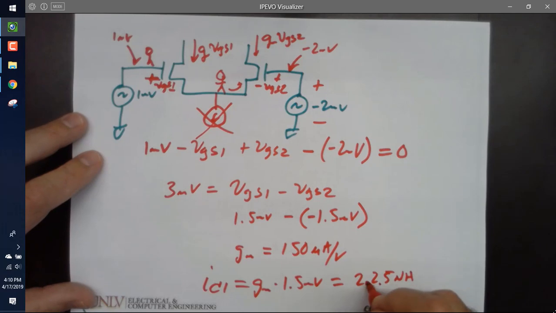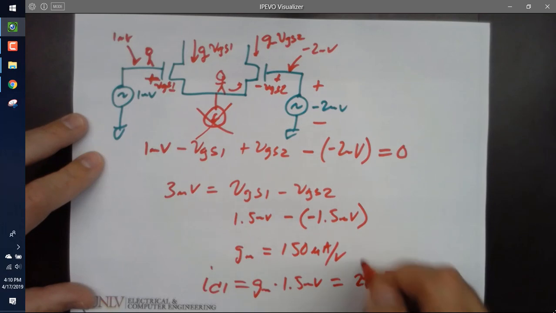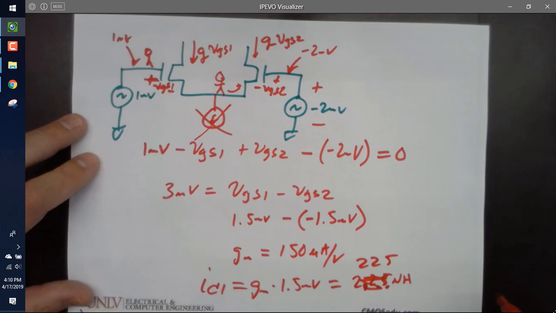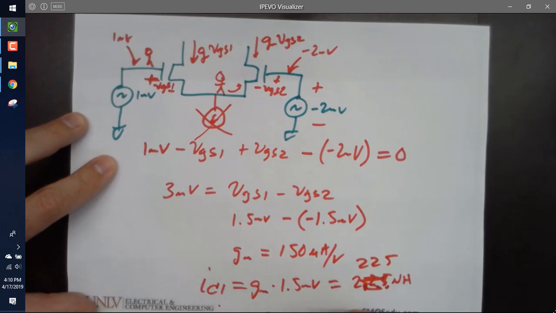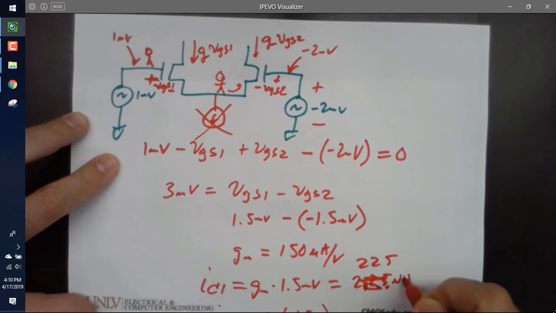225, yeah. 220. 225. You know, I should not listen to you. I should just look at it myself. Anyway, and then ID2 equals gm times minus 1.5 millivolts, which equals minus 225 nanoamps.